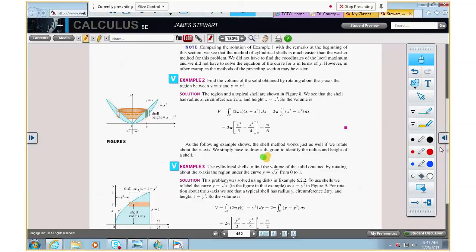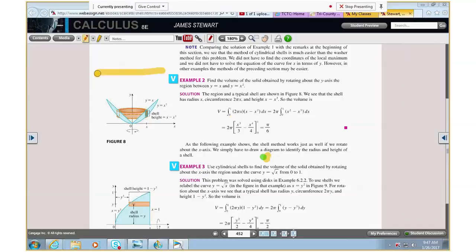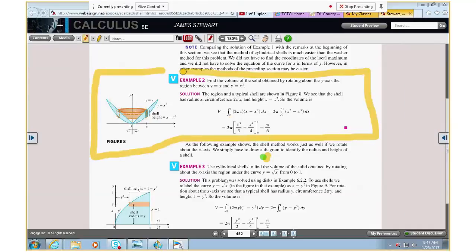Now, it's very important that you write that down. If you want to, you can write this down and draw some kind of picture, or you can see example 2 on page 452, because it's hard for me to draw this.